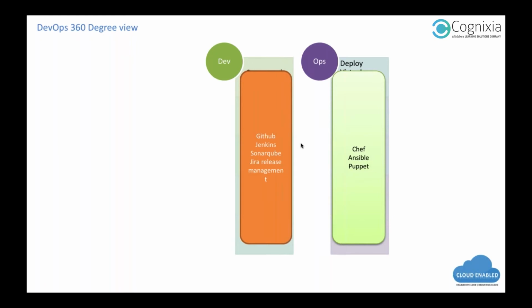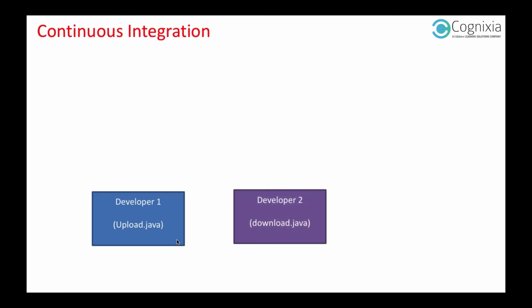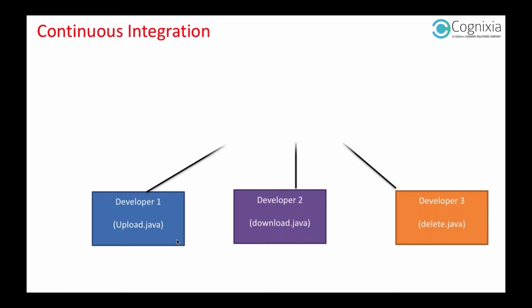So quickly on continuous integration, we have developer 1, let's say, I hope everyone knows Dropbox.com here. There's upload.java, developer 1 writing it. There's code so that when you right mouse click and click upload, the file gets uploaded. Then we have developer 2 who is writing the code which is download.java. Like when you right mouse click and click on download, the file gets downloaded, right? And then we have delete.java, developer 3. So what you actually do is consolidate all of it and just put it onto github.com.